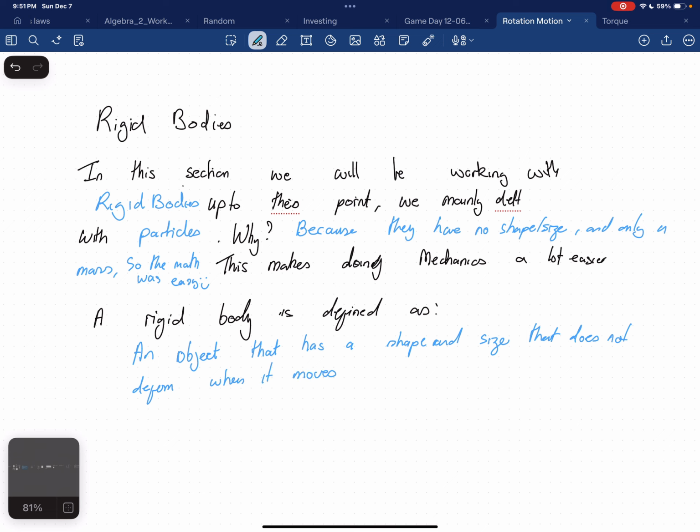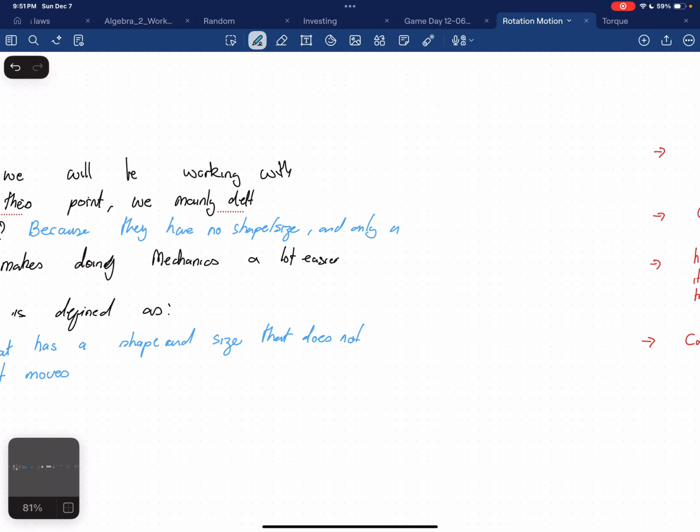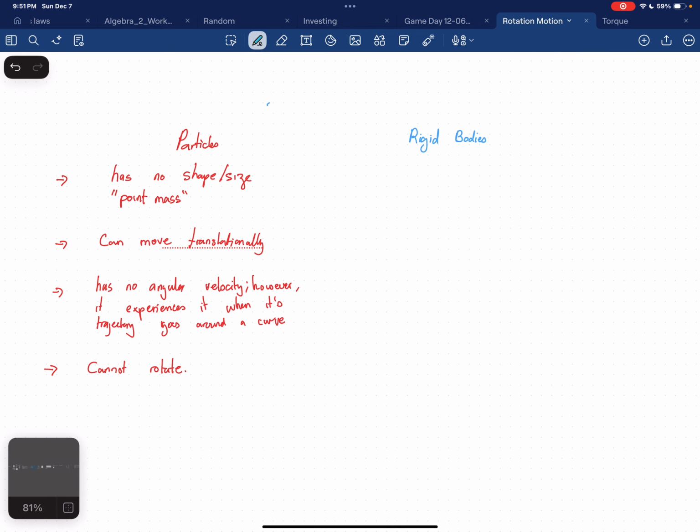Just to highlight the key difference, a particle doesn't have a shape at all. It's just a point, a point mass. But a rigid body has a shape, it has a mass, and those shapes and masses stay stable as they move. Here's a quick side-by-side description of particles and rigid bodies.